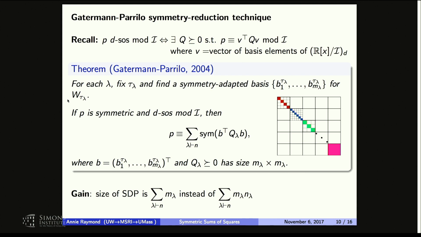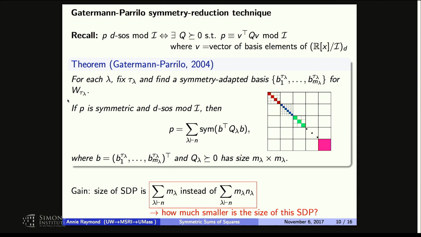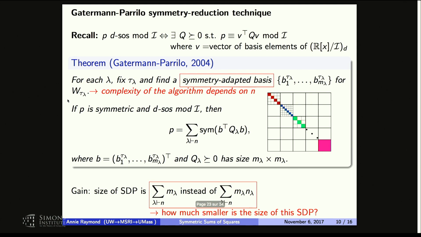This is great, but it's not enough for what we want, right? So for us, we really want to get rid of the dependence on n, right, on the number of variables. And so here, how much smaller is the size of this SDP? Well, the m lambdas are hard to calculate, but they often depend on n. And the number of partitions of n certainly depends on n. Okay, so the total size still depends on n. And then the other problem is that I need to find this basis for each W tau lambda. And there's an algorithm for that, but the complexity of this algorithm depends on n.